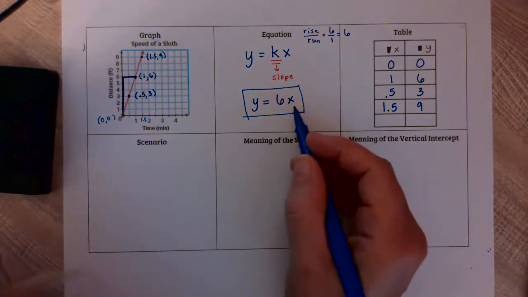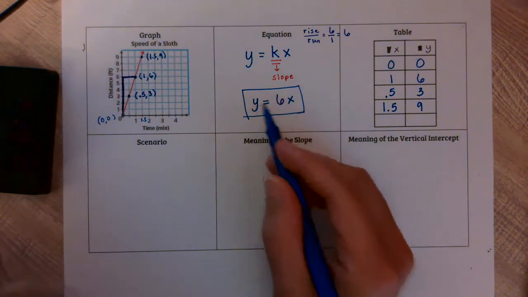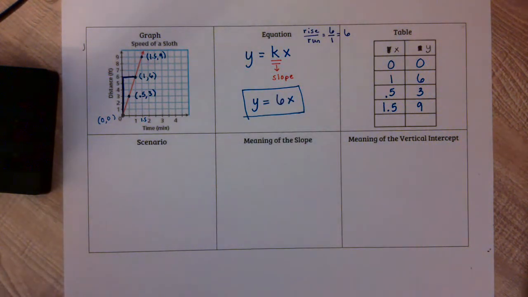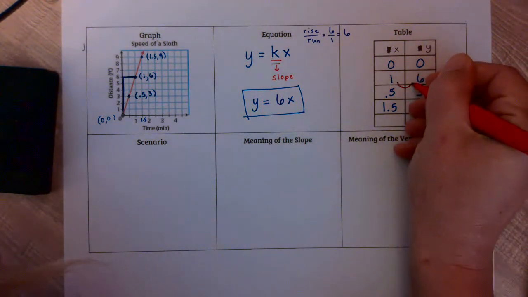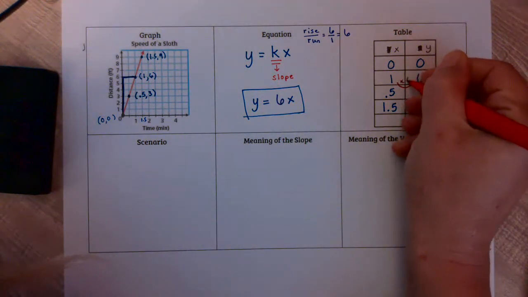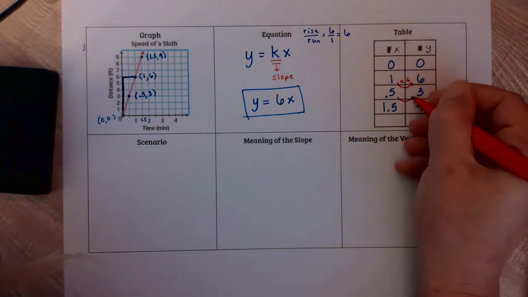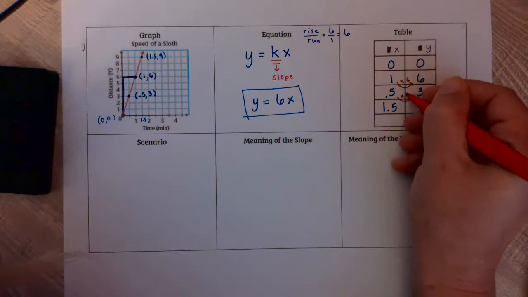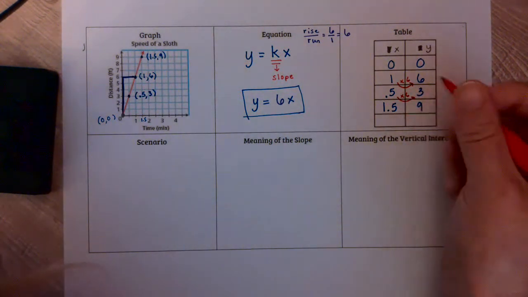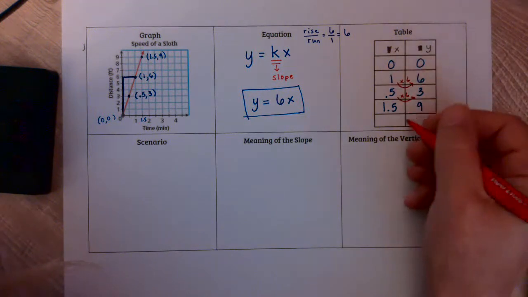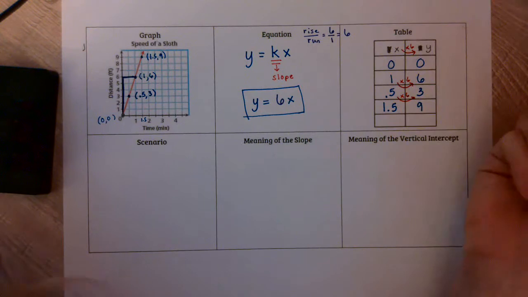Now think about what that means. That means for every x value, you multiply it by 6 and you'll get the y, which, by the way, totally makes sense on our table. Like if I do 1 times 6, I get 6. If I do 0.5 and I multiply it by 6, that's half of 6, which is 3. So whatever the x value is, we're literally multiplying it by 6 to get the y.